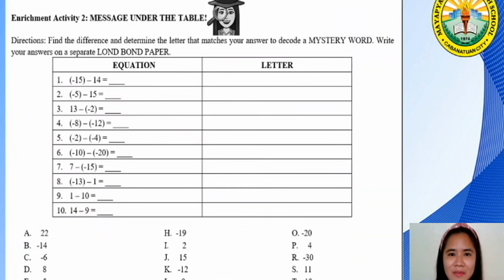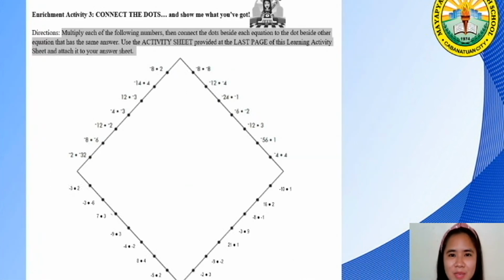For enrichment activity number 2, you're going to find the difference and determine the letter that matches your answer to decode a mystery word. Write your answers on a separate long band paper. For enrichment activity number 3, you're going to multiply each of the following numbers, then connect the dots beside each equation to the dot beside another equation that has the same answer. Use the activity sheet provided at the last page of this learning activity sheet and attach it to your answer sheet.